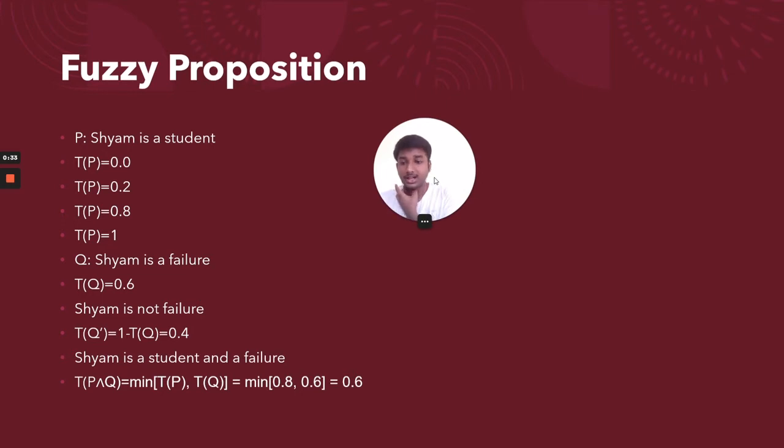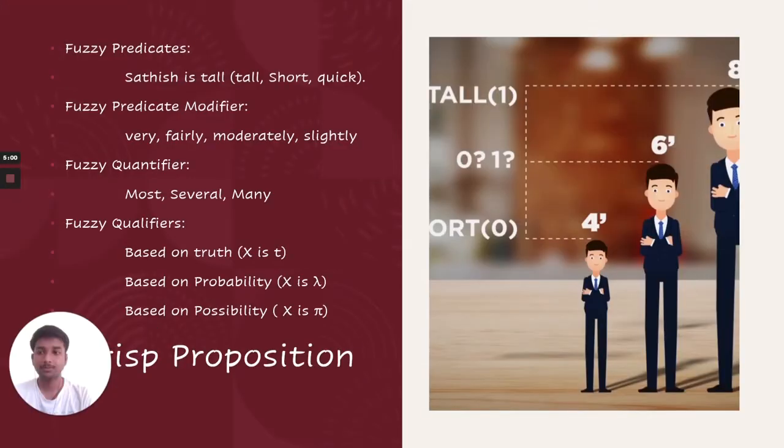Sham is not a failure means we are taking the complement of a proposition. And Sham is a student and a failure. Here we can see the and operator. If we have and, we have to do conjunction, then minimum, right? We did the simplification the same way. We took the truth value of the first statement as 0.8 and of the second statement as 0.6. We got the minimum of that, 0.6.